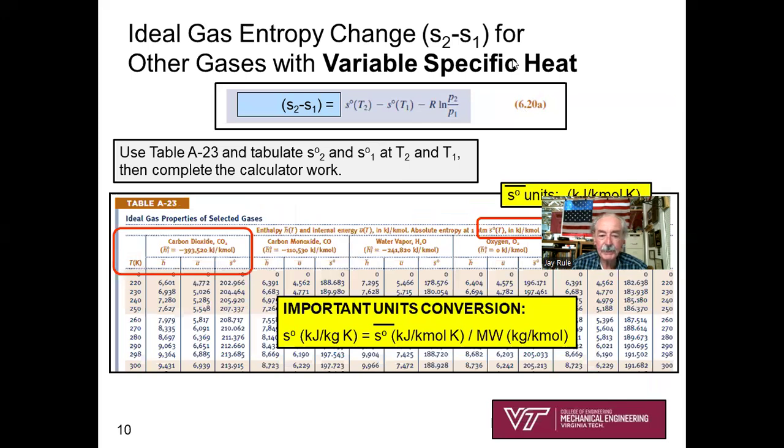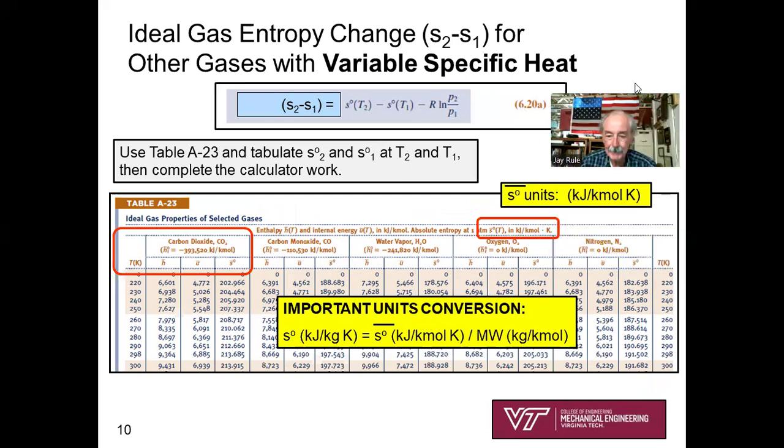Now, there will be some homework problems that are not air. During my work experience, nearly all of my ideal gas problems were air, but you will have homework problems that are not air. For example, if you have a homework problem that's carbon dioxide and you're asked to find the entropy change, S2 minus S1, I've got to go get these S0 terms. I can't use table A22 because that's only for air. I'm going to have to come to table A23, look up carbon dioxide, and the devil's in the details.